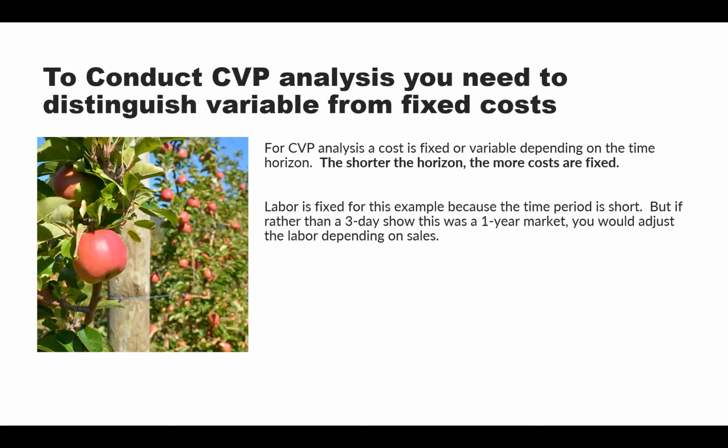Labor is one of those that can be fixed or variable depending on the time horizon or the situation. In this example, it's fixed because the time period is short. But if rather than a 3-day show, it was a 1-year market, you would be more able to adjust the labor depending on the sales that you have. So that might not be a fixed cost. In that case, it might be a variable cost or more of a variable cost.